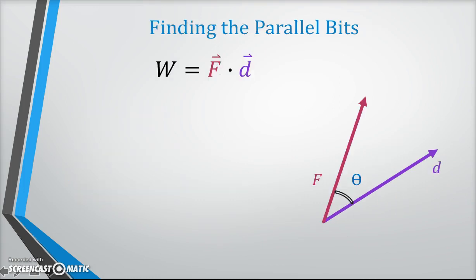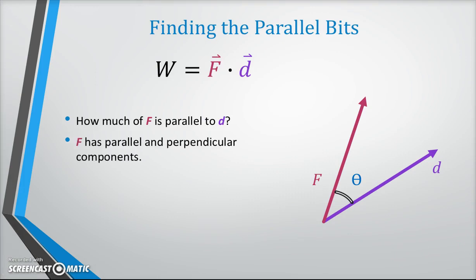Let's figure out a formula. Let's find a formula for those parallel bits. How much of F is parallel to D? That's the question. When we find it, we'll multiply it, we'll be done. F has parallel and perpendicular components. We can go this way as the crow flies, or we can go this way up the D, up the ramp, and then go this way, and we'll still have arrived at the same vector. Let's see, we were going to go this way, parallel to D, or this way, perpendicular to D. Aha!